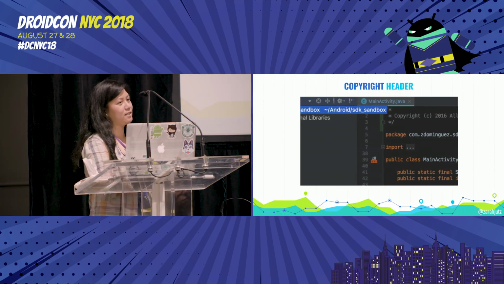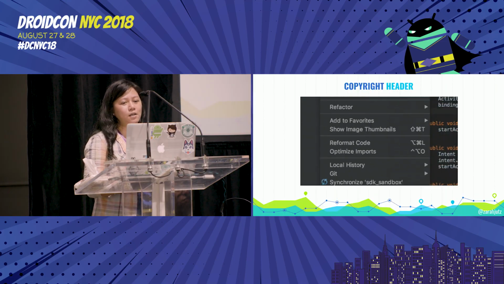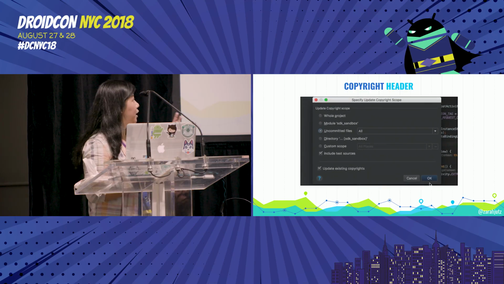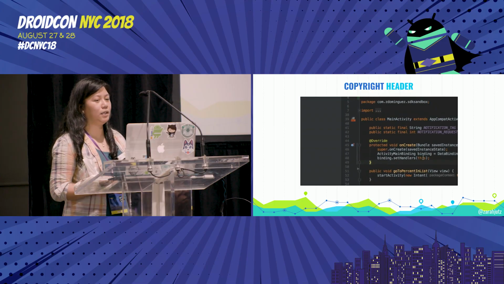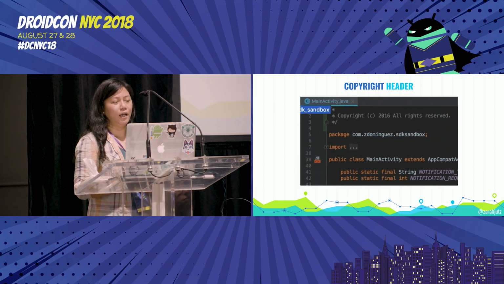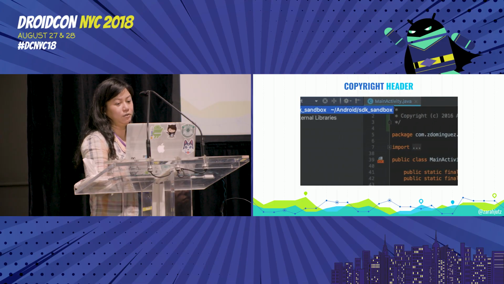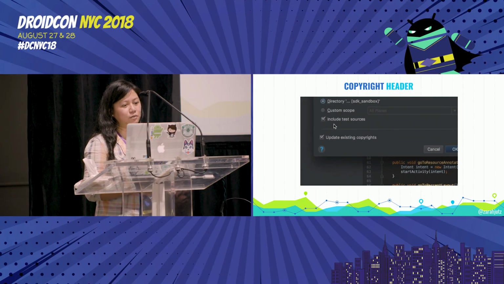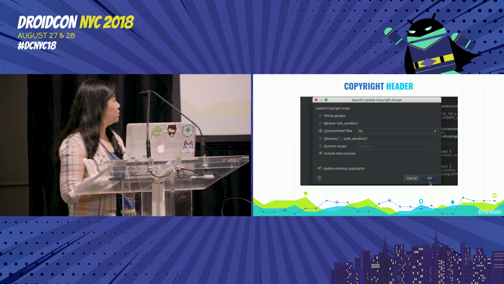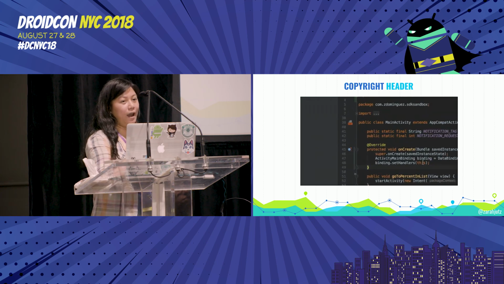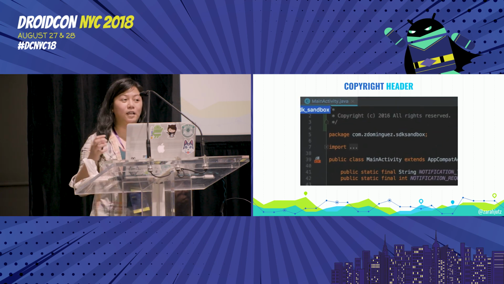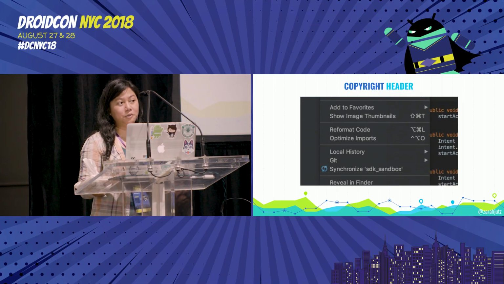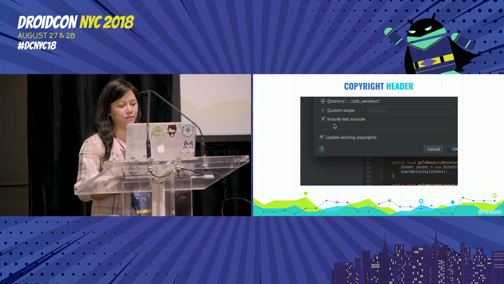Once we have our template set up as before, updating all our files to have the current year becomes super trivial. Here we have an example of a file that was dated 2016. And if we want to update the copyright header to the current year, 2018, Android Studio has the ability to do that for us. We can also choose which files to update, such as everything in the project, everything in the current module, or just all the uncommitted files, or to include and exclude test files.